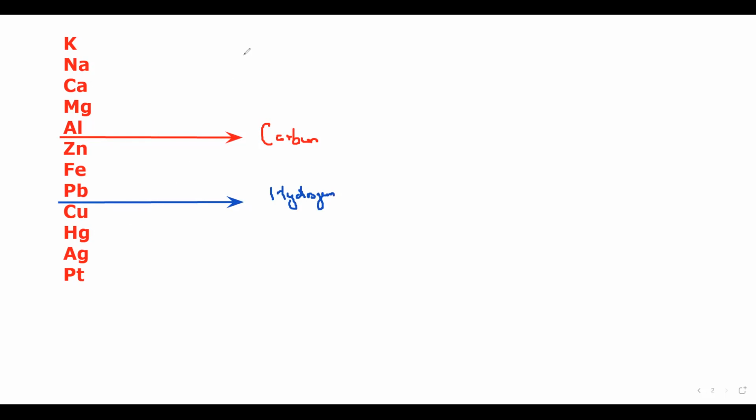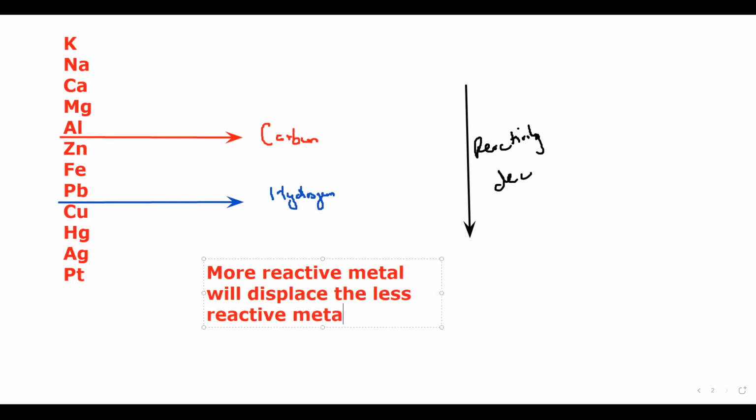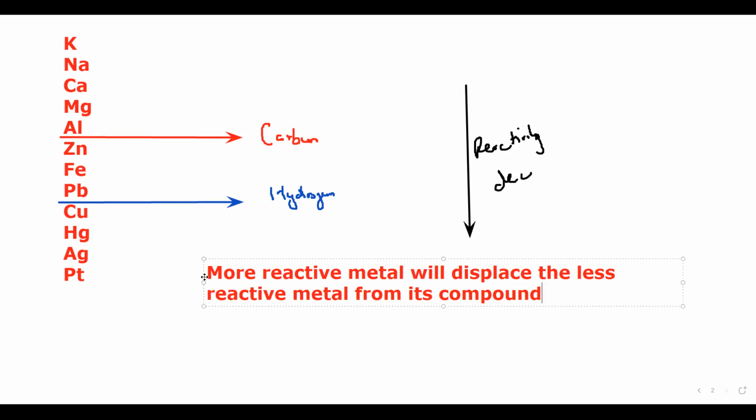So as we go down in this series, what we observe is the reactivity decreases. And always remember, the more reactive metal will displace the less reactive metal from its compound. So more reactive metal displaces the less reactive metal from its compound.